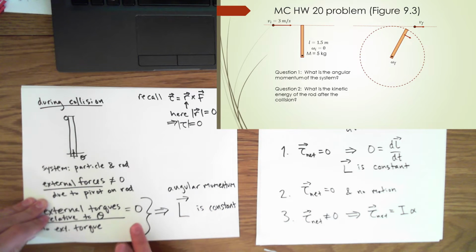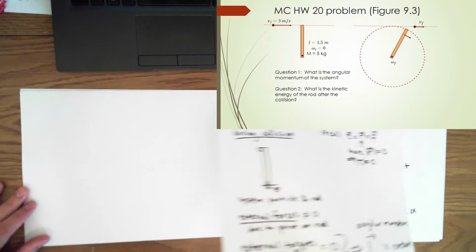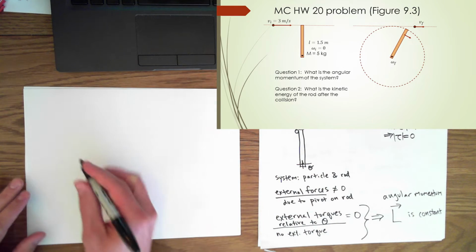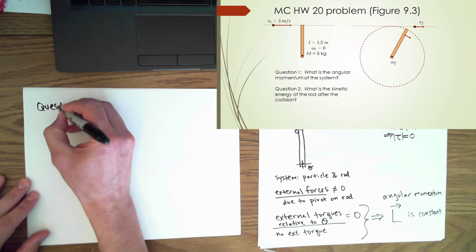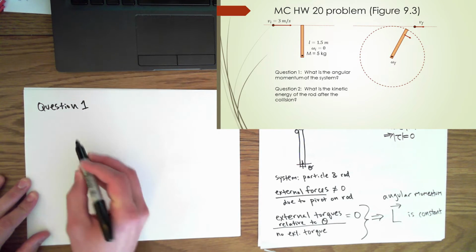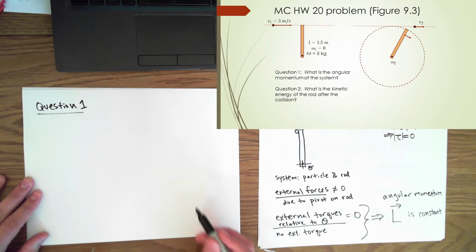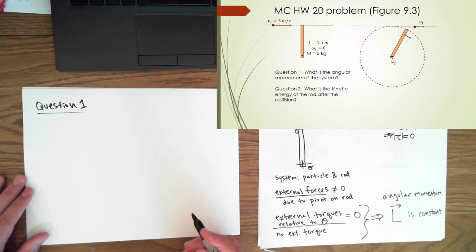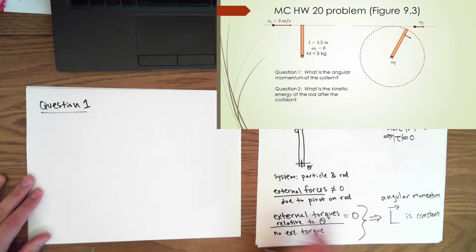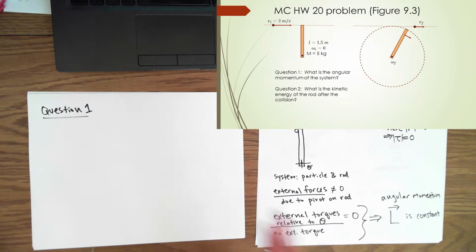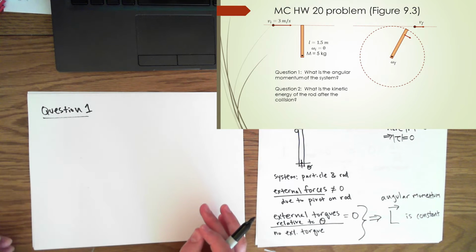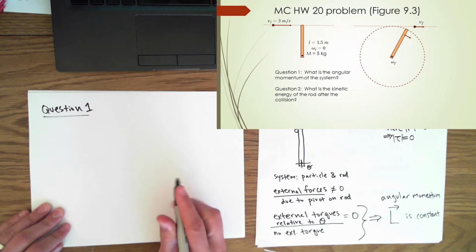All right, so if we try to answer the first question, which was what is the angular momentum of the system? Because L is constant, we can calculate L at any time during this process, before, during, or after the collision. Whatever time is the easiest to calculate it, we can calculate it. Because L is not changing, you'll get the same answer no matter when you calculate it. So you might as well pick a time or a point during the process that's easy to calculate.